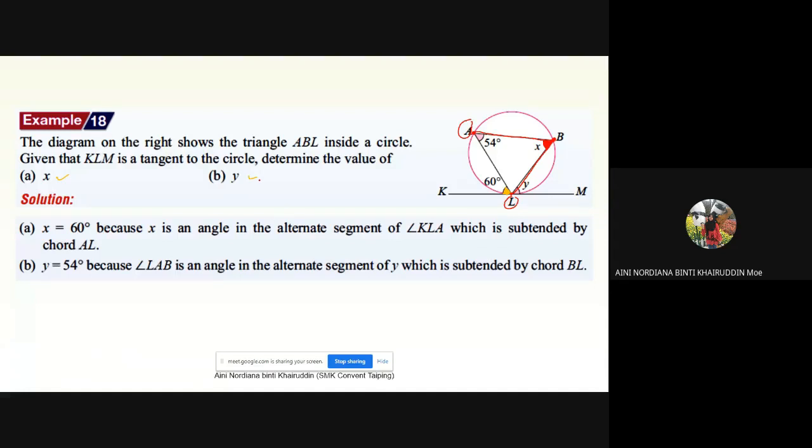For Y, okay, Y here, what is the alternate segment? You look at the chord is BL. And then you cari yang bertemu dekat circumference. So this angle. So this angle equals to Y. So Y equals to 54. Macam tu. This is alternate segment.